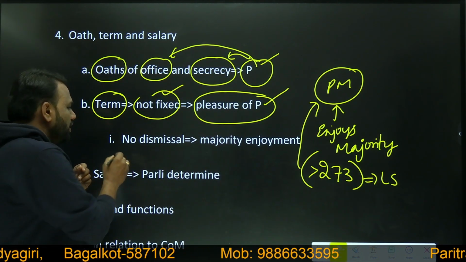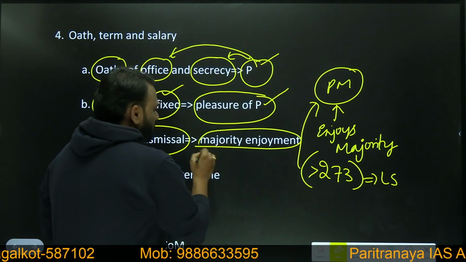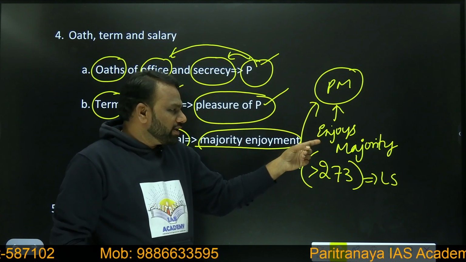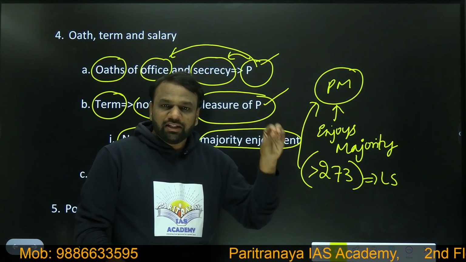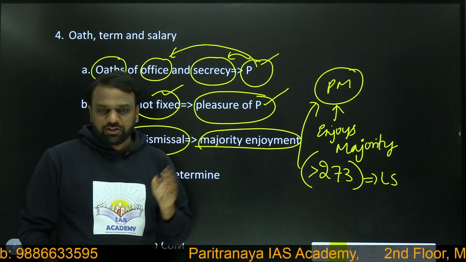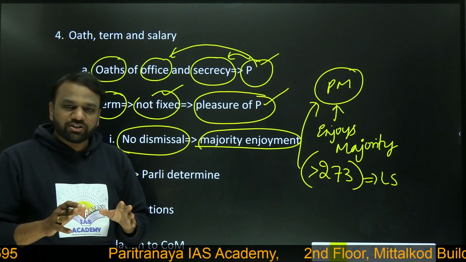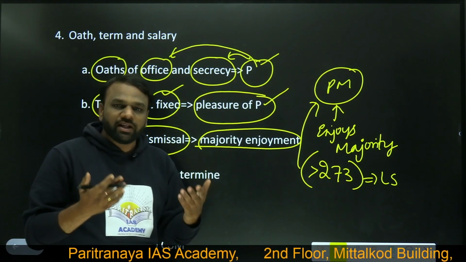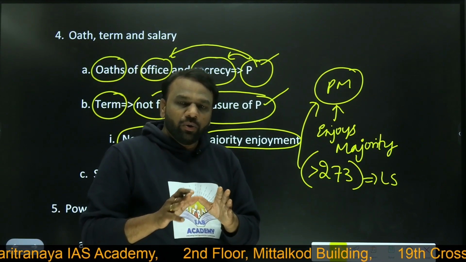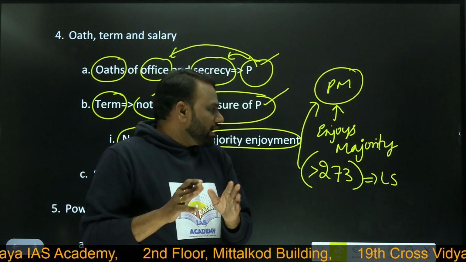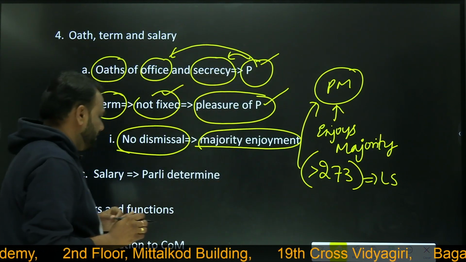One more important point: no dismissal when majority is enjoyed. When prime minister is enjoying the support of more than 273 members, in that case, president cannot remove prime minister. President does not have the power to remove a prime minister who has the support of more than 273 members in Lok Sabha. President can remove a prime minister only if he has the support of less than 273 members in Lok Sabha. Very important.